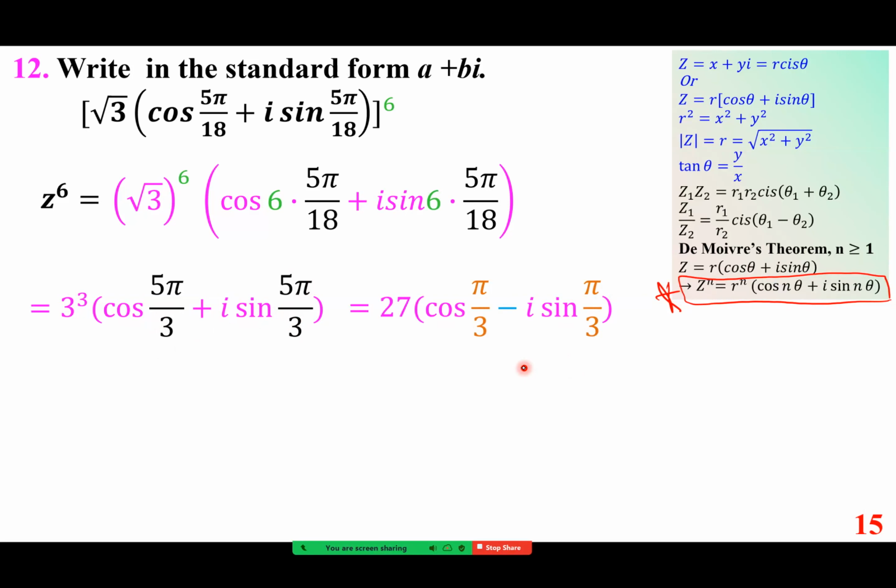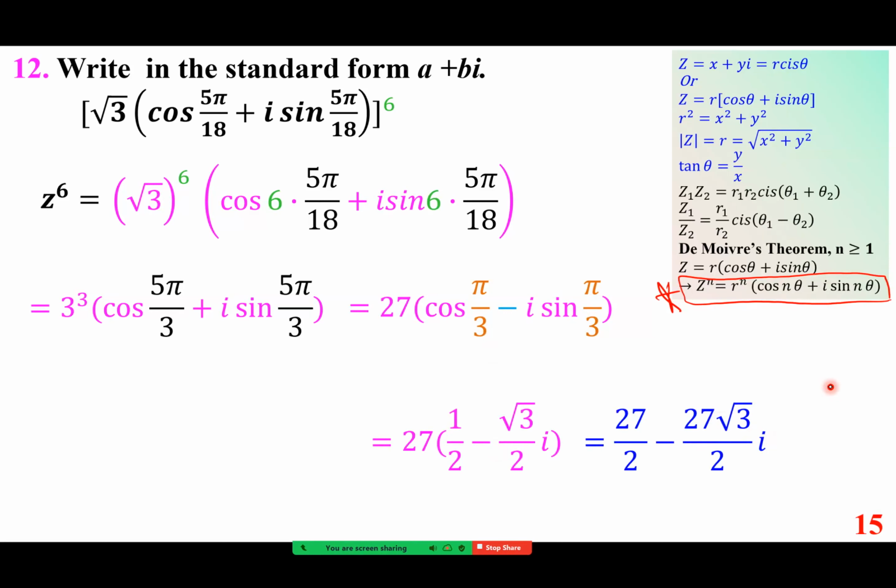And now we want to write it in standard form of a plus bi. So cosine of pi over 3 is 1/2. Sine of pi over 3 is square root of 3 over 2. So basically 27 halves minus 27 square root of 3 halves i. Sometimes they put the i in between. It's important to know i is part of the numerator and it's not under the radical. They use various notations depending on the text.